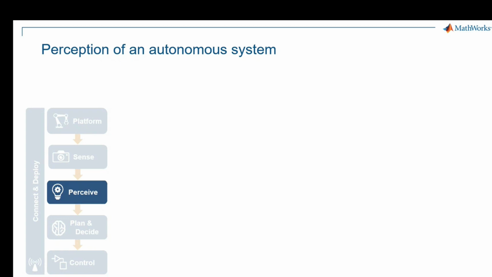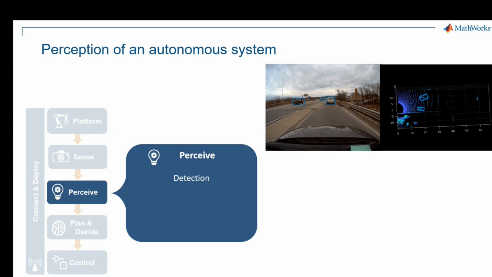So let's move to the third step of this workflow, which is the perception. Perception involves a lot of different types of algorithms when it comes to autonomous systems. It can be for detection of different things in the environment. When it comes to automated driving, it can be detection of vehicles, pedestrians, or when it comes to industrial robots, it can be, for example, detecting an object that you want to do a pick and place type of task.